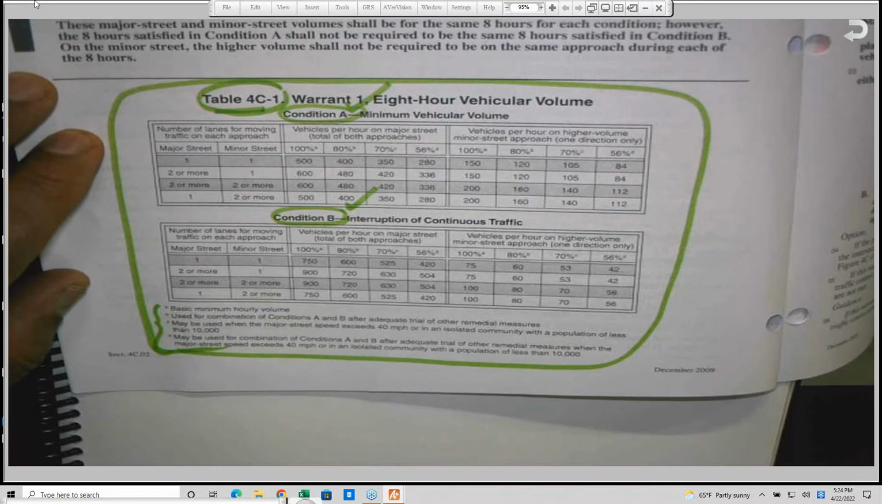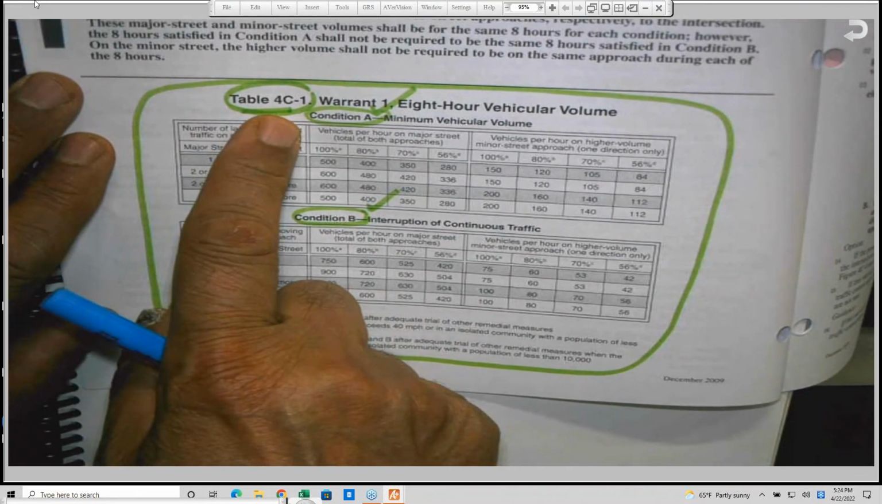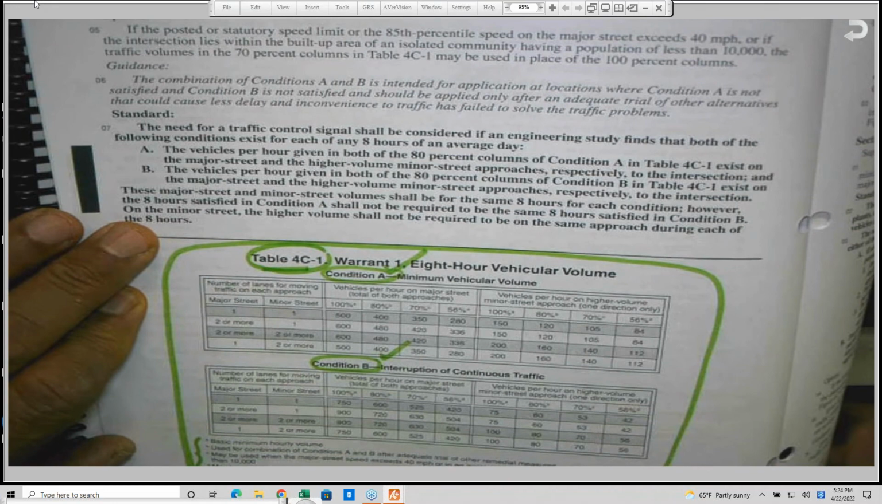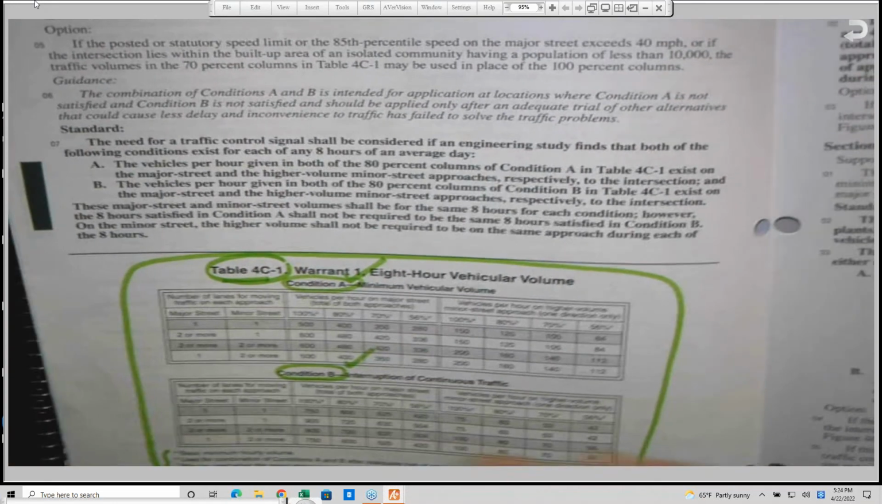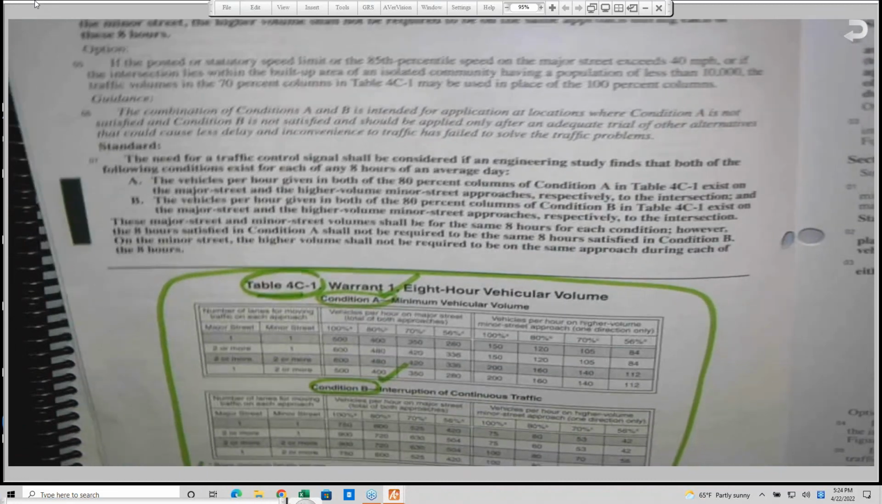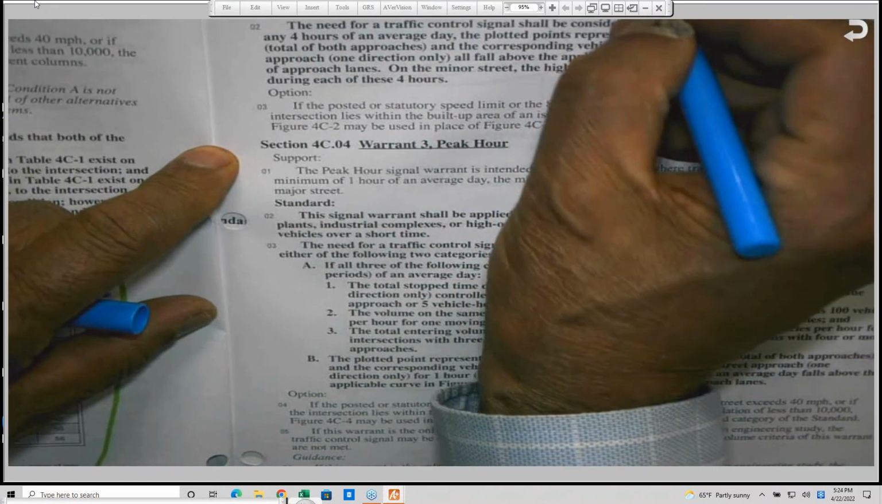These are the 2 tables that we went over last time in my book. These are Table 4C-1, this is Condition A and this is Condition B. We talked about all these things. And here is the language. I picked it as close and as verbatim as I can, because I need to maintain the language of the code without really interfering. And after that, warrant number 2, which is the 4-hour warrant.